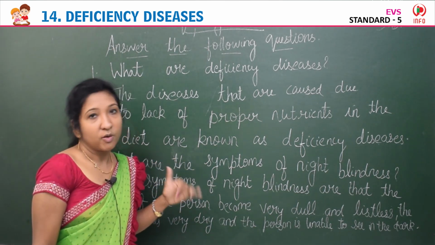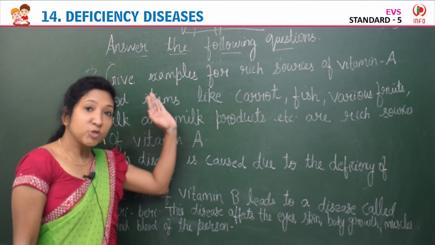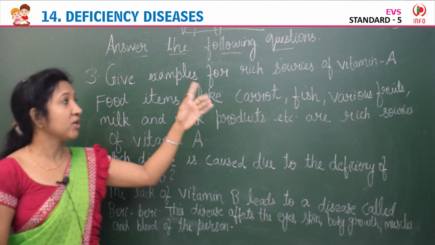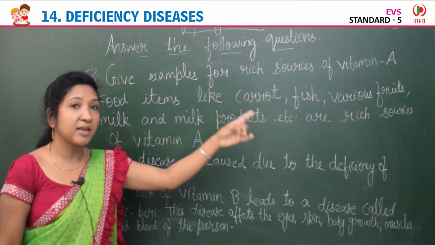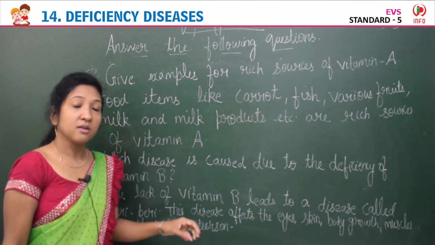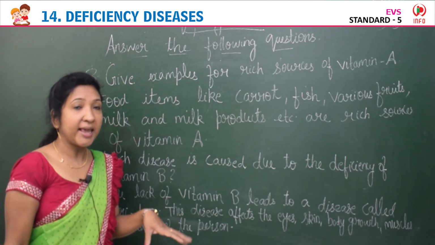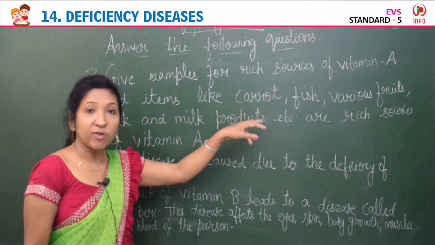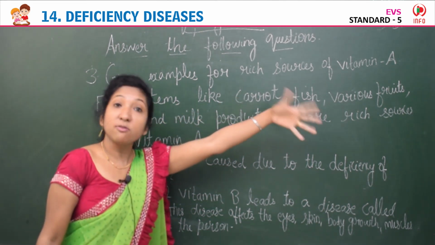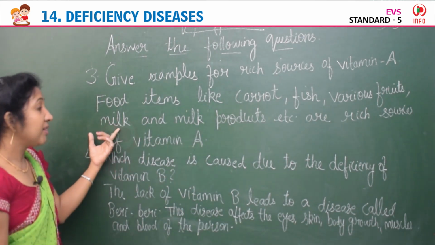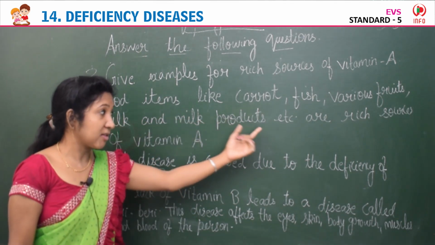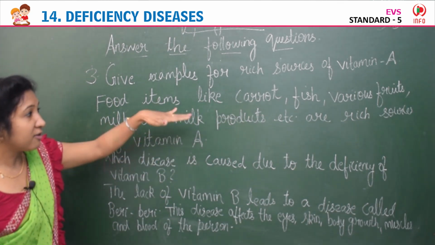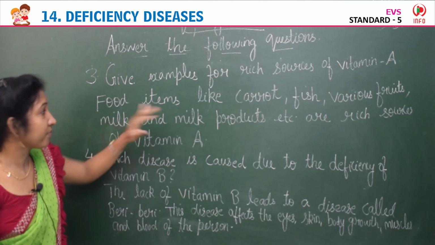Okay children, coming to the next question, our third question. Give examples for rich sources of vitamin A. Means you have to write the food rich in vitamin A. Which are the food items? Food items like carrot, fish, various fruits, milk and milk products, etc. are rich sources of vitamin A.